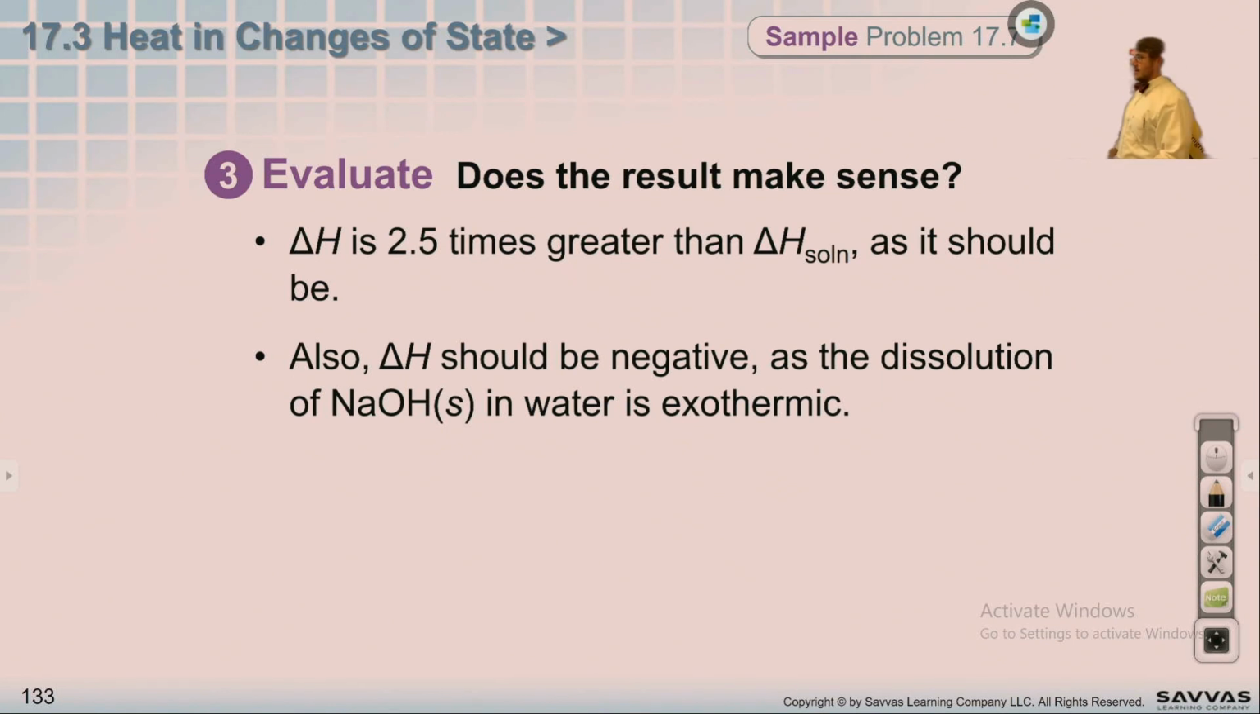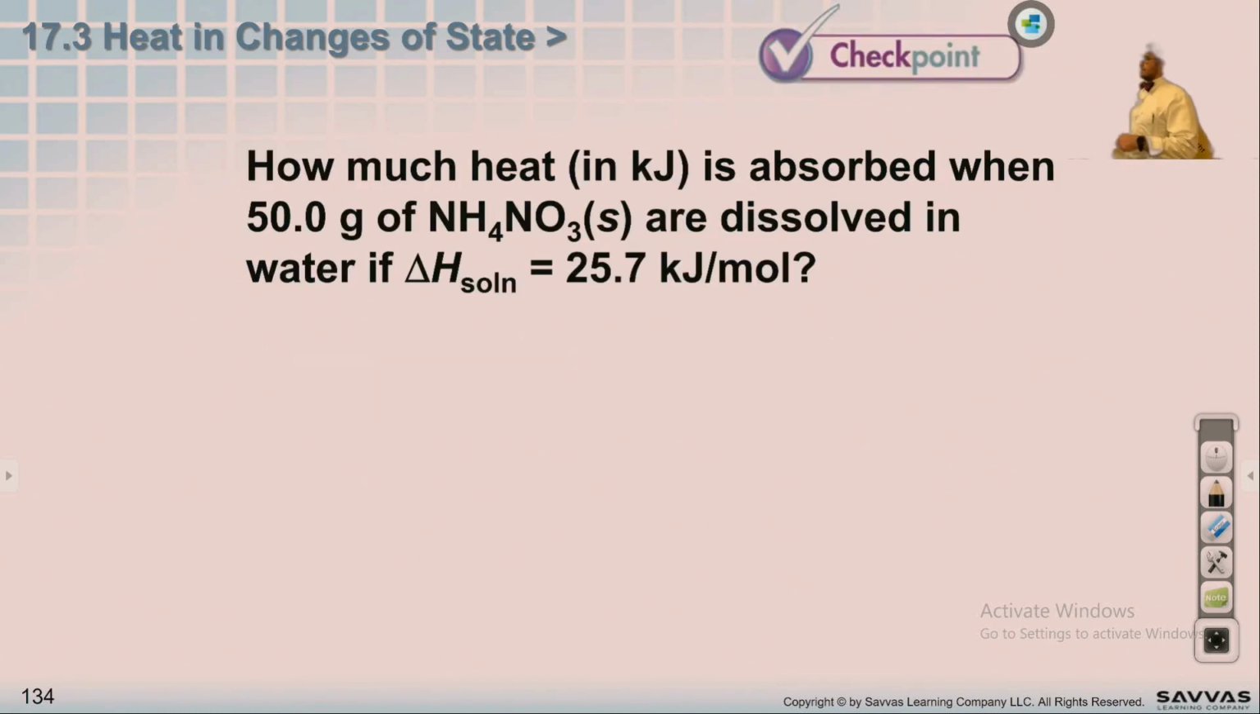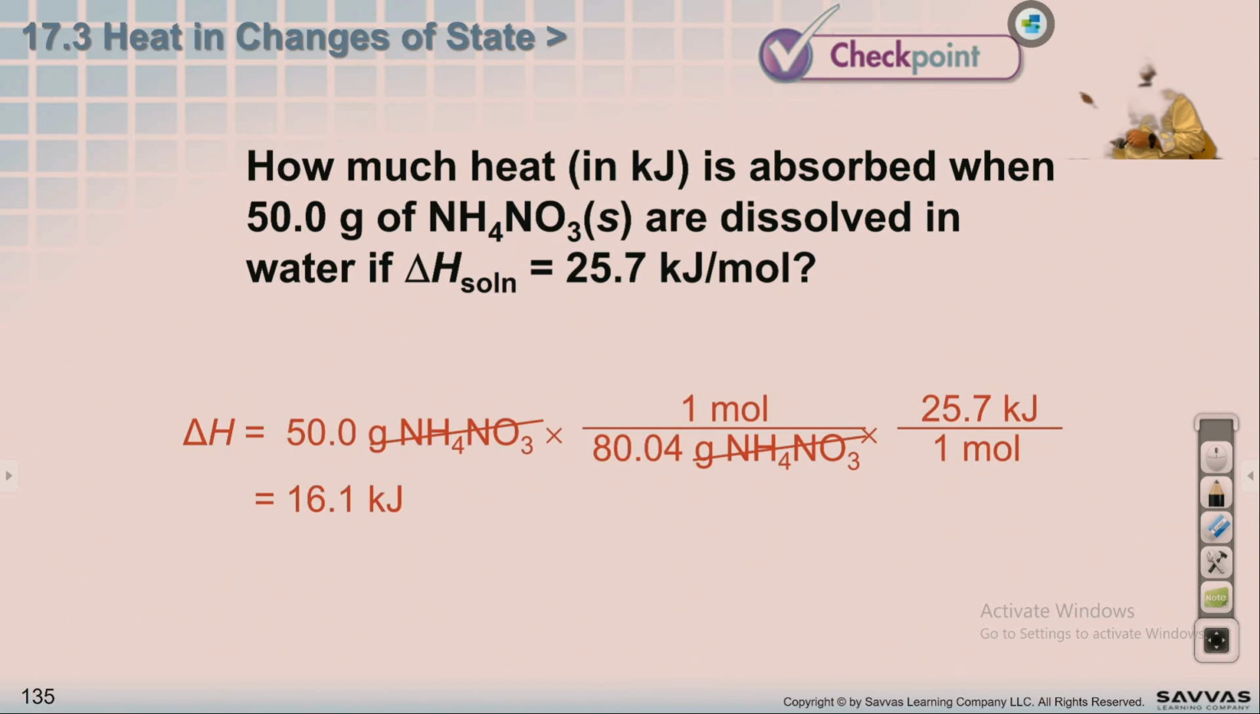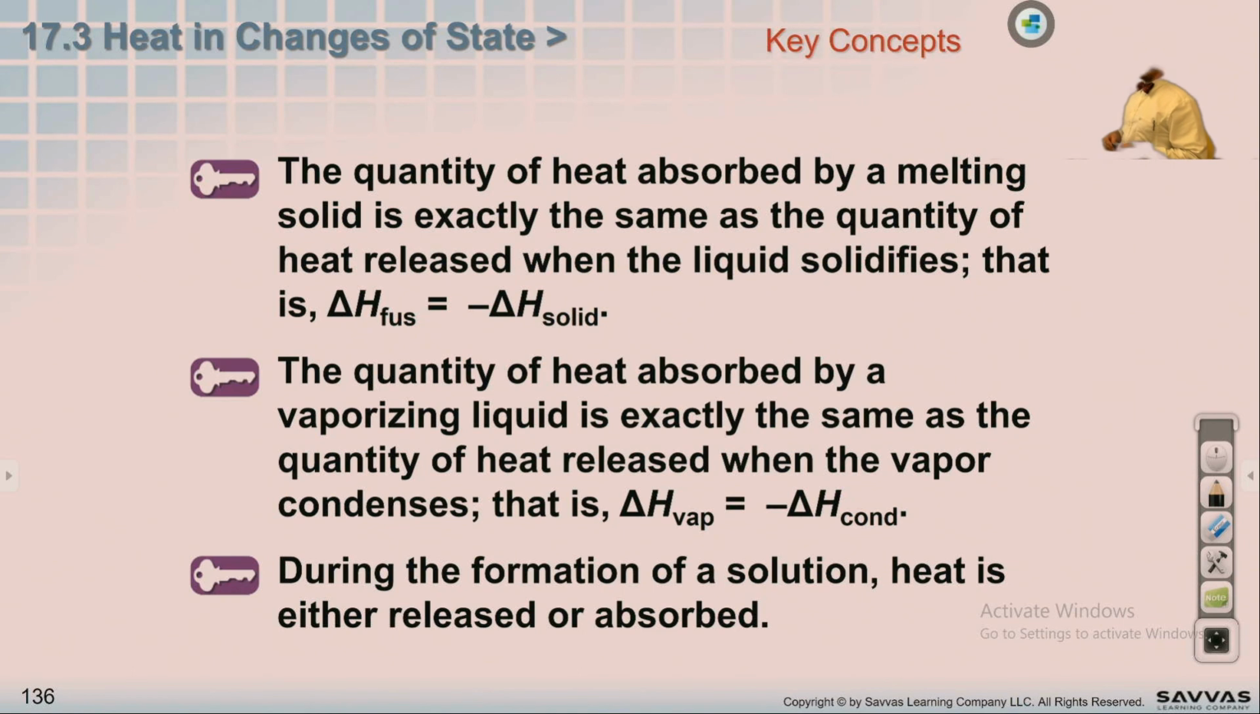Slow this thing down a little bit. Read this again if you need to. Make sure it makes sense to you. Let's go. Another practice problem. Pause and read it and try it on your own. 50 grams. Got to convert it to moles times the kilojoules heat of solution, and you get your answer.